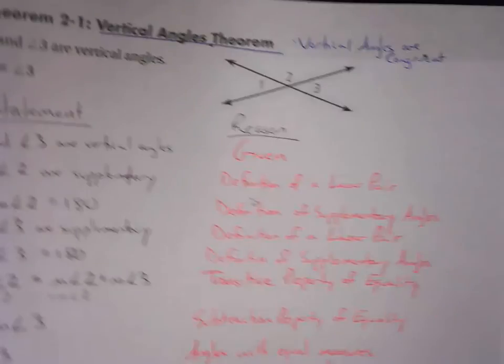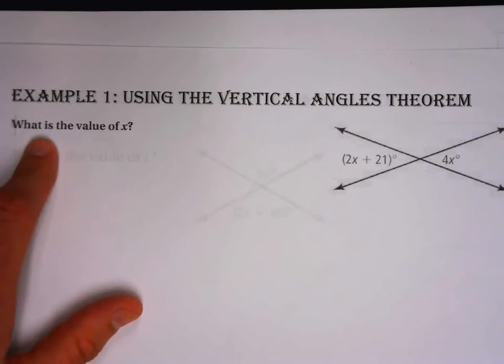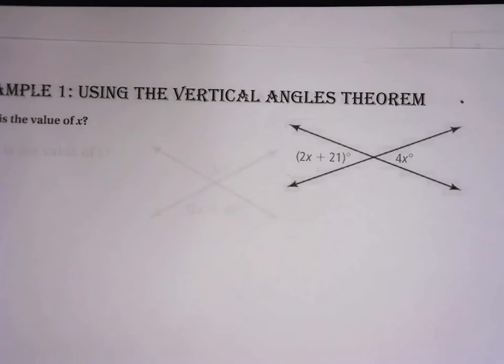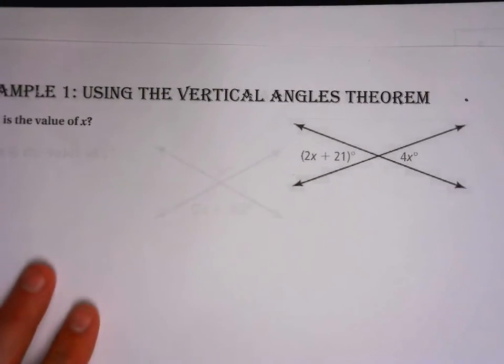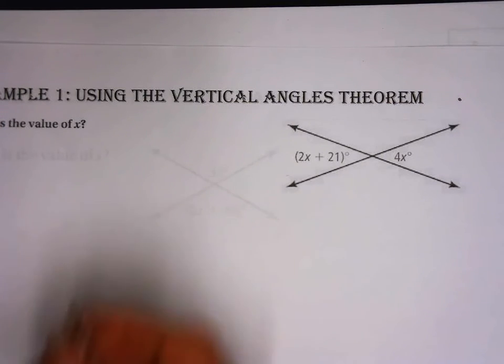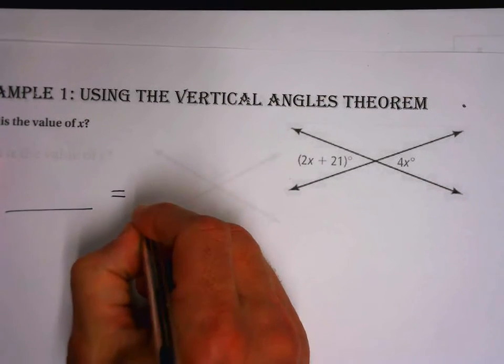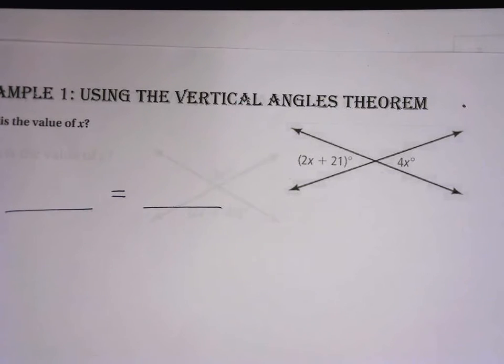So moving on to the next thing we're going to be working with: how do we use the vertical angles theorem? What does that look like? We have a couple of examples that I'll run through. Vertical angles look like this, and we have this diagram. What is the value of x? Hopefully you realize we're looking at vertical angles, and with vertical angles we have an equation. Since vertical angles are congruent, their measures are equal.